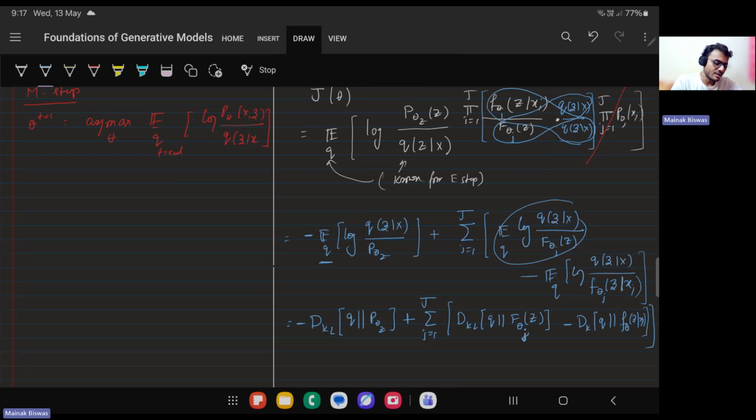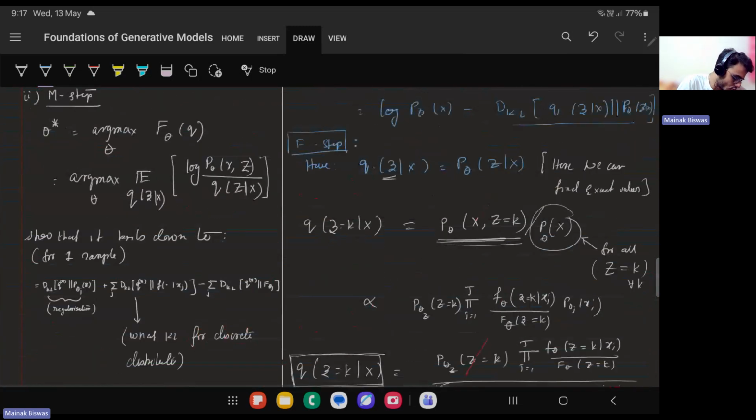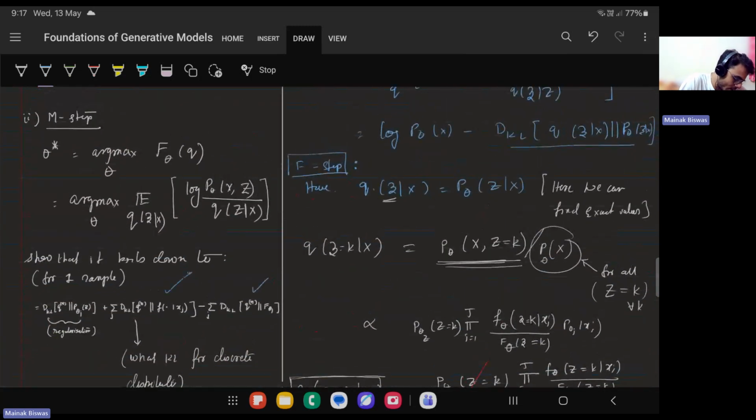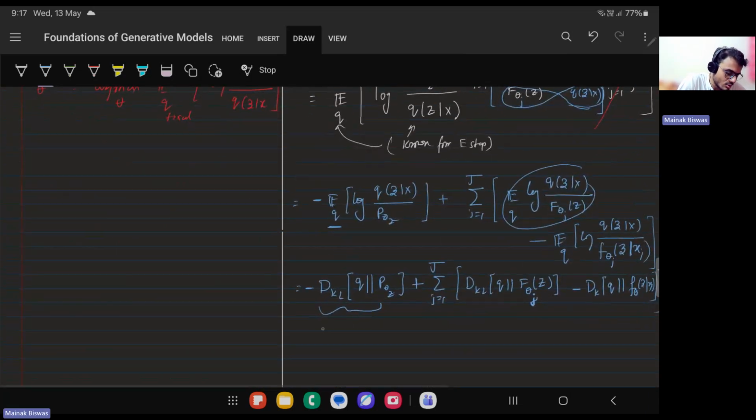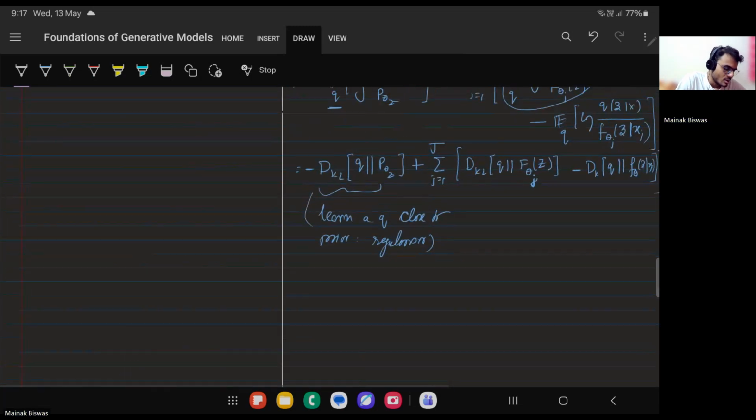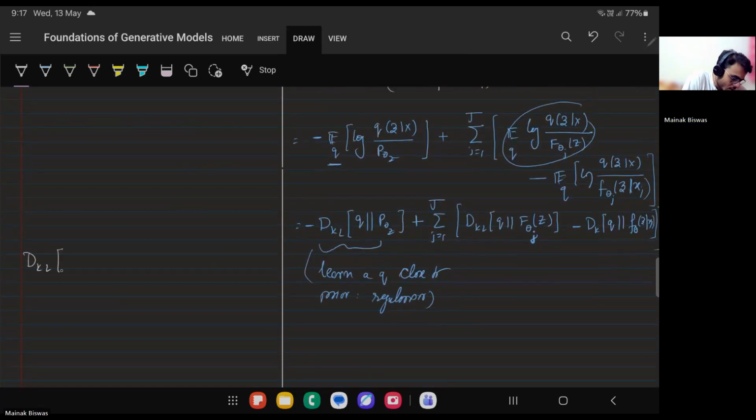Okay, so this is the objective function. This is what I have to prove. Q and fj, q and small fj, and this is my regularizer: with the prior, learn a q close to the prior. Prior is the regularizer. So now we know. What is DKL of q and f theta of z given xj? Similarly for the other terms.